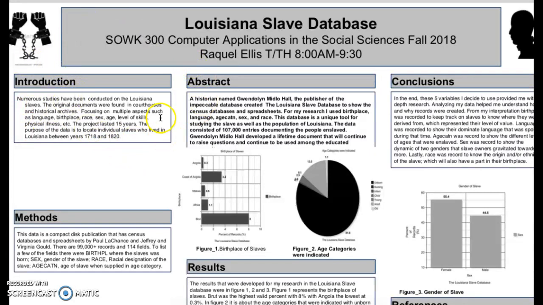So, going to my introduction, numerous studies have been conducted on Louisiana slaves. The original documents were found in the courthouses and historical archives, focusing on multiple aspects such as language, birthplace, race, sex, age, levels of skills, physical illnesses, etc. The project lasted 15 years. The purpose of the data is to locate individual slaves who lived in Louisiana between the years 1718 and 1820.